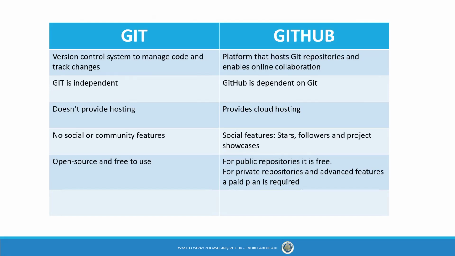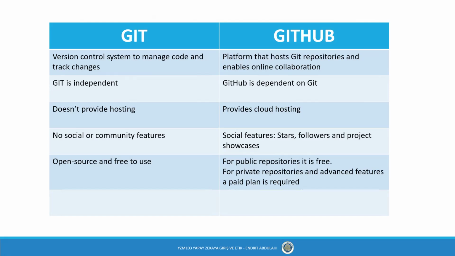From this, we can also understand that Git doesn't provide hosting, whereas GitHub has an online cloud host, which you can access as long as you have an internet connection. Git also has no social or community features, whereas GitHub, since you're dealing with other people, has social features like stars, which are basically a way of liking stuff. You have a follower count and also project showcases.